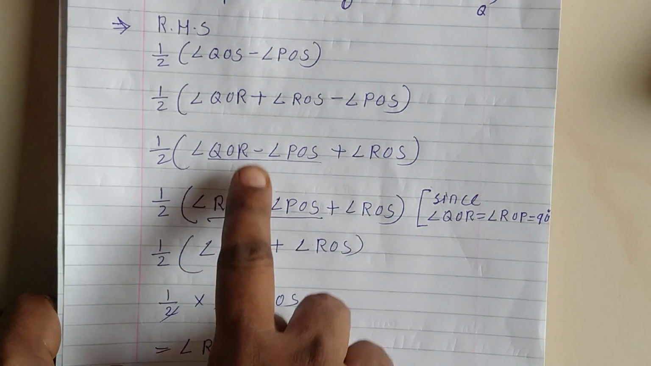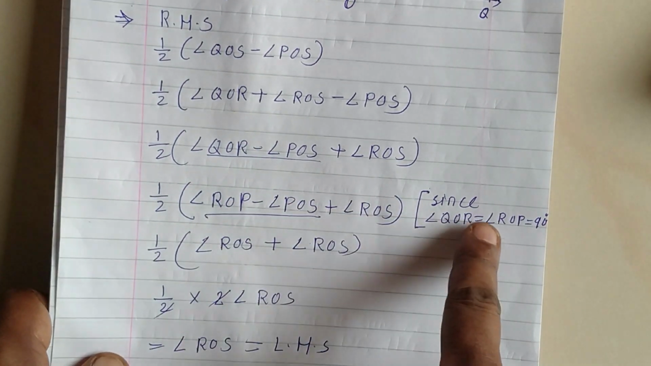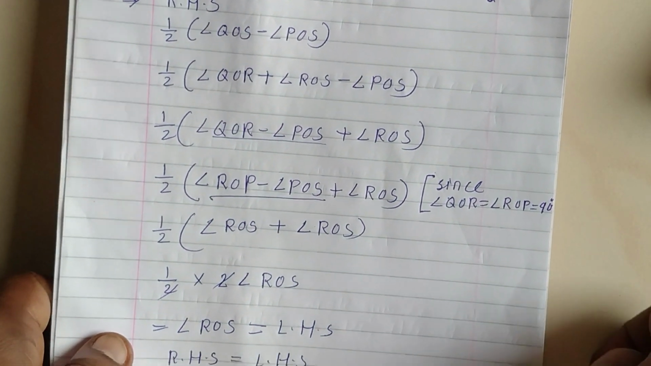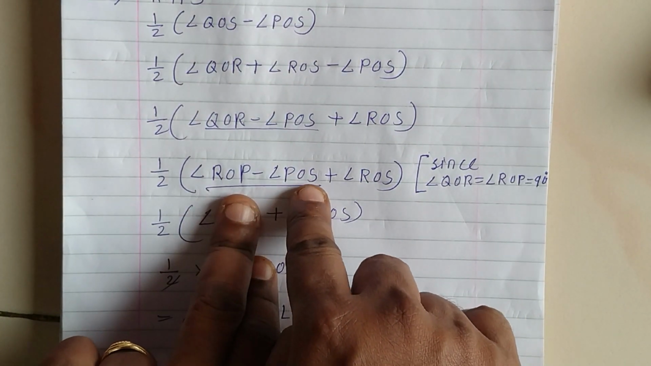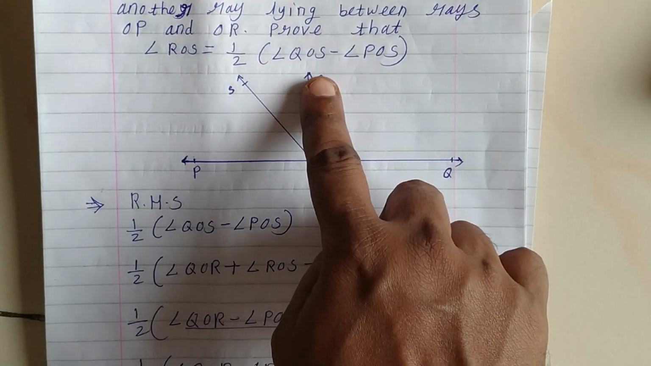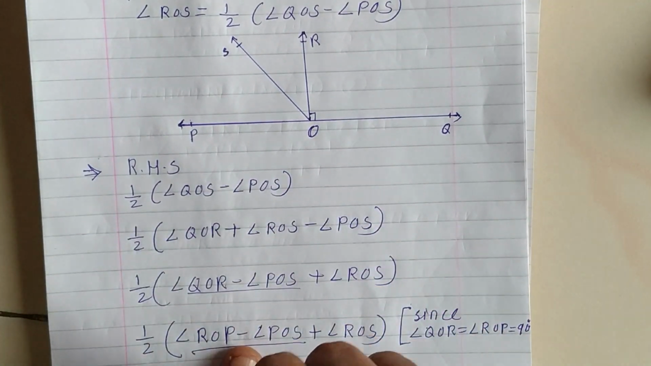Okay, now what reason I have given in place of QOR? Why I have written ROP? Because QOR and ROP are 90 degree. Now student, see here why I brought angle POS here. Now see angle ROP. From this angle ROP I can subtract POS.